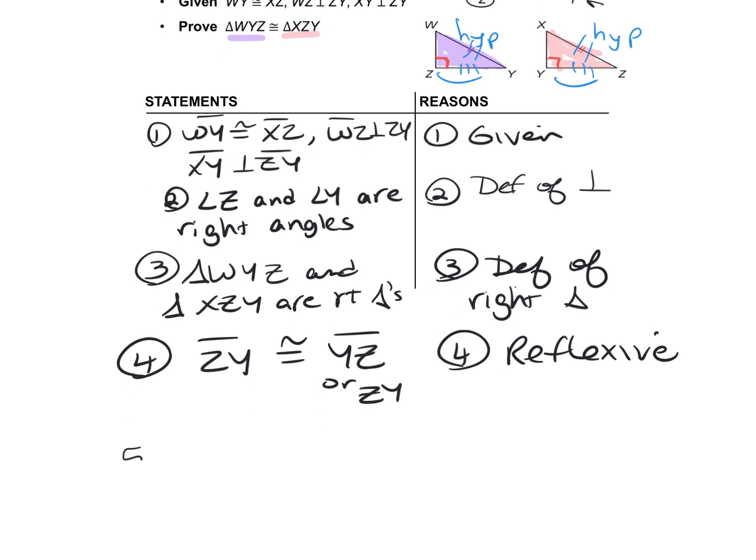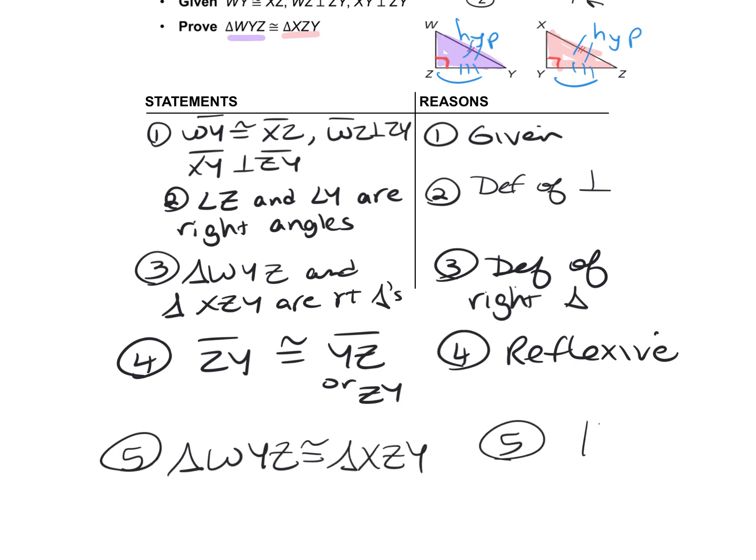And now lastly, because now I've labeled the right angle, the hypotenuse, and the legs, I can state that triangle WYZ is congruent to triangle XZY by hypotenuse leg.